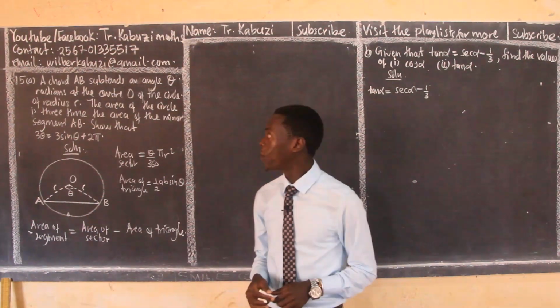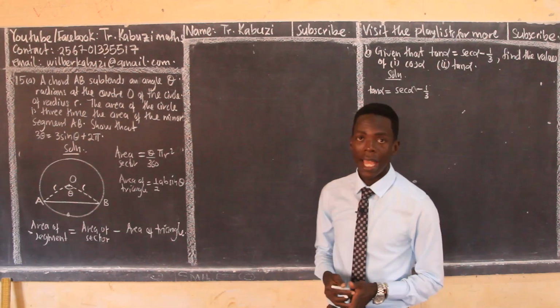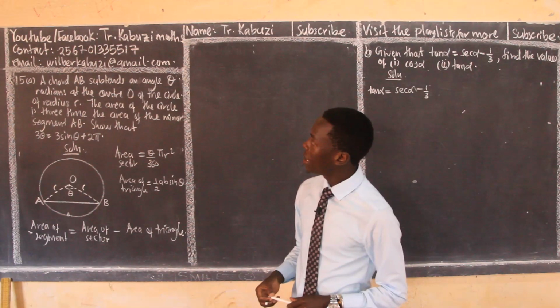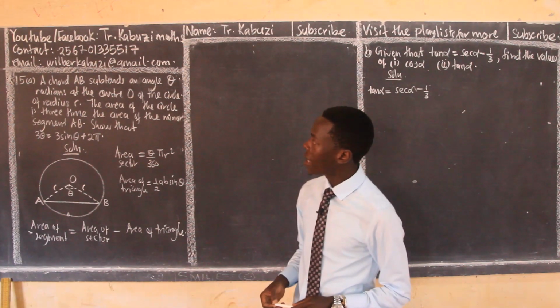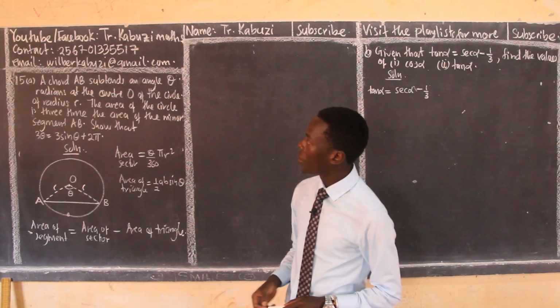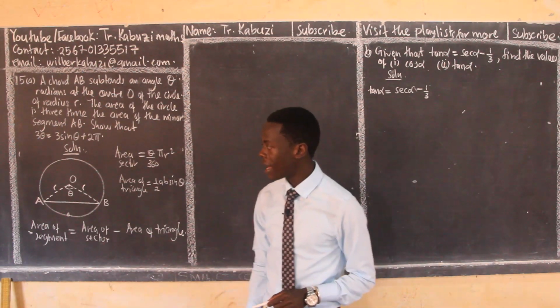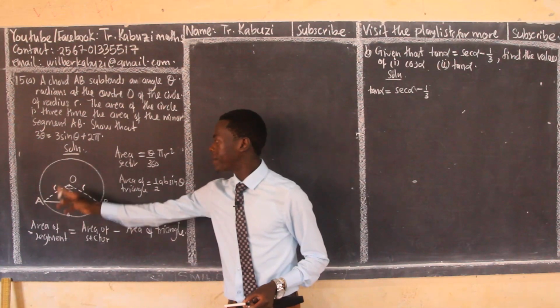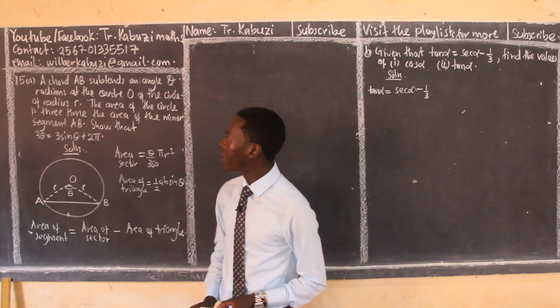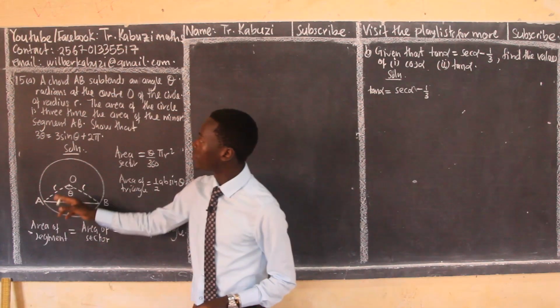Number 15 was about circles and then some part of trig. Part A says, a chord AB subtends an angle theta radians at the center O of the circle of radius R. Now try to sketch. This is my circle, this is my center, of course these are my two radii.